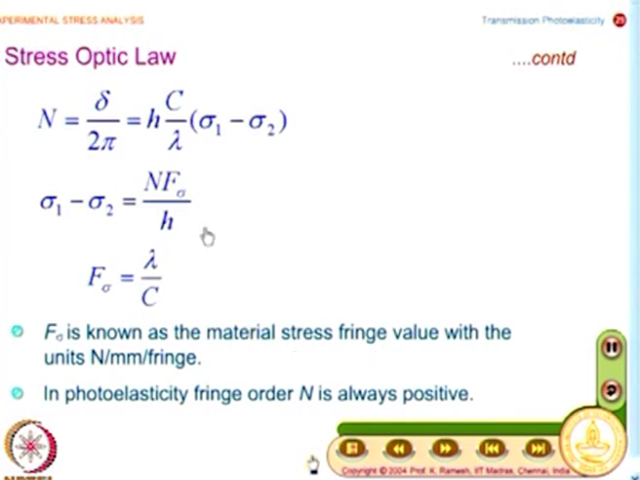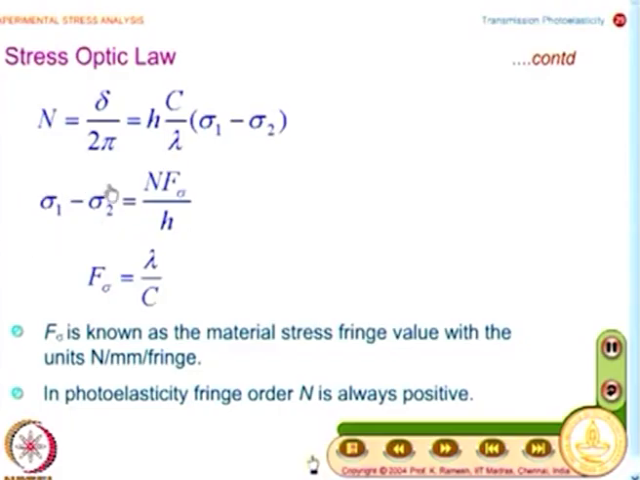Now, the question is, by looking at this expression, for a given problem, I change the material, what would happen to the fringes? We have just now seen, I take an aluminum disc or a polyurethane disc, for the same load applied, stresses do not vary. Instead of an aluminum disc, I am going to have an araldite disc or a polycarbonate disc or perspex disc and so on. So, in such a scenario, what happens?